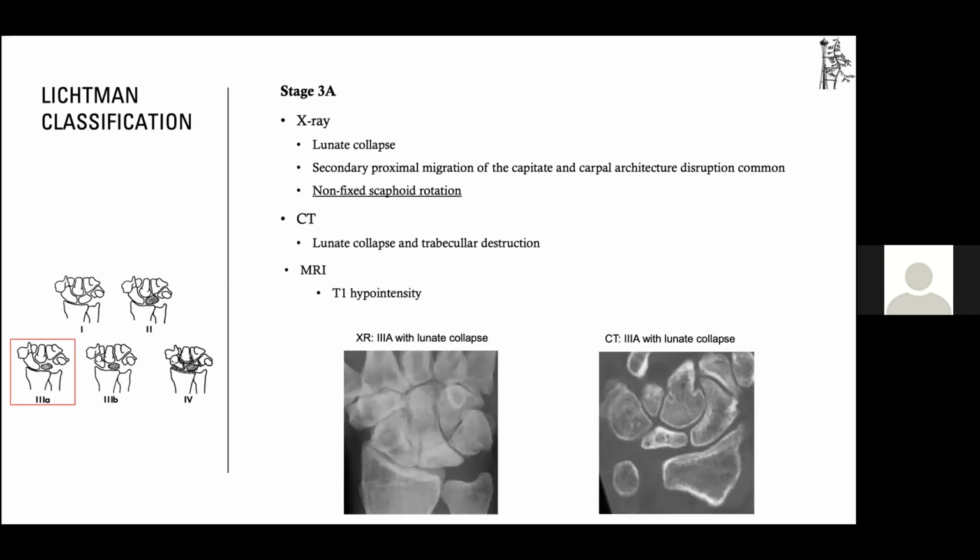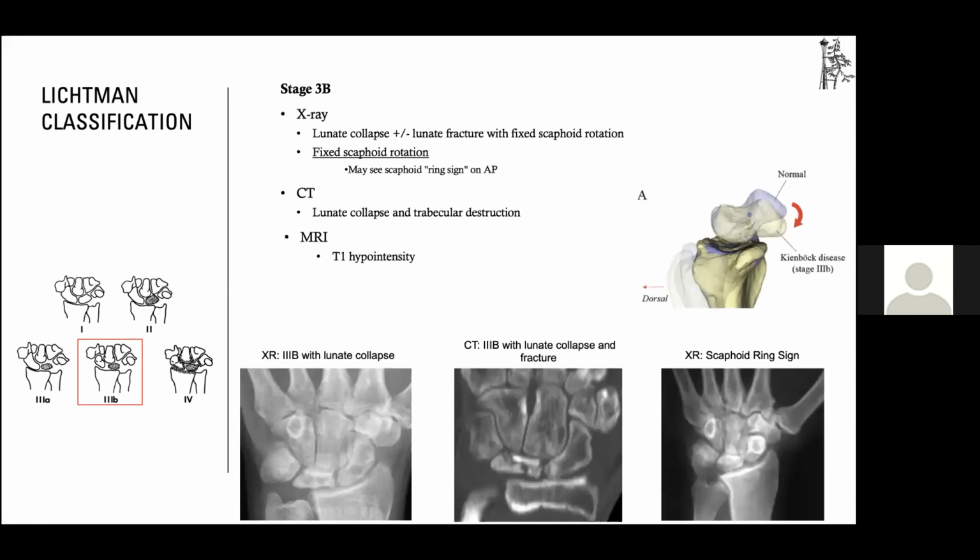Stage 3 is defined as the period of lunate collapse, and this has been subdivided into stages 3A and 3B based on scaphoid rotation. In 3A, there is no fixed scaphoid rotation, in contrast to stage 3B, where it is. And so on radiographs, we'll see here that we begin to have significant lunate collapse and proximal migration of the carpus, suggesting that carpal mechanics have now been significantly changed. On CT, lunate collapse and trabecular destruction are again noted, and then MRI is defined by T1 hypointensity.